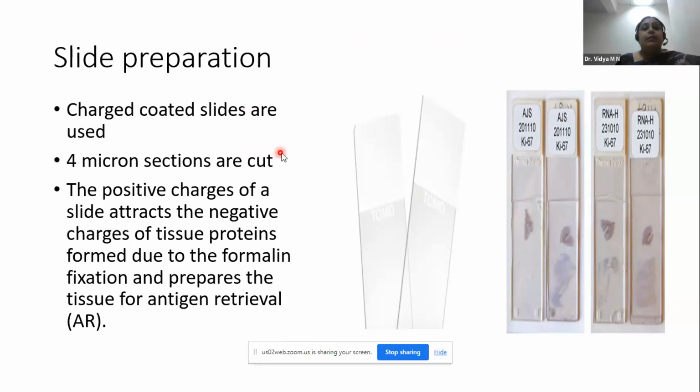So these are nothing but charge coated slides. Here, basically the positive charge on the slide is going to attract the negative charges of tissue proteins. Formalin fixation causes a lot of cross-linking of your proteins, and these are going to mask your antigens. So what we are trying to do with the slide preparation and taking sections on coated slides is all for a step before your antigen retrieval, which is the most important step.